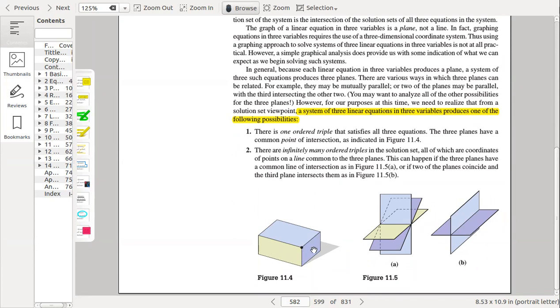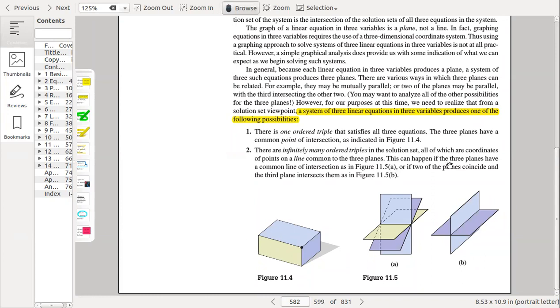So these three sides actually represent three planes. And these three planes are intersecting at a single point, which is marked with a black color. Okay, so there are infinitely many ordered triples in the solution set, all of which are coordinates of points on a line common to the three planes.